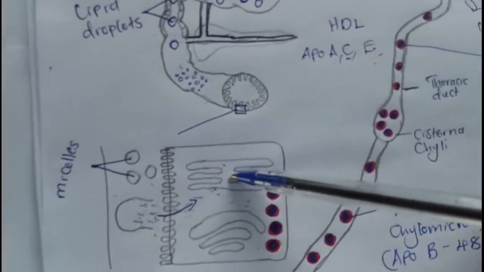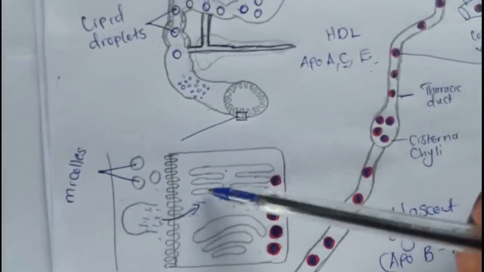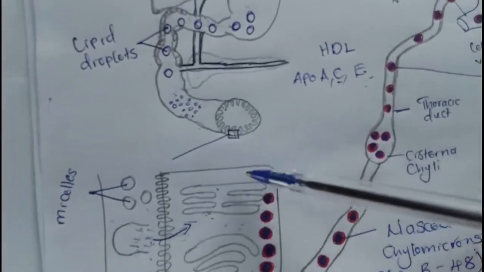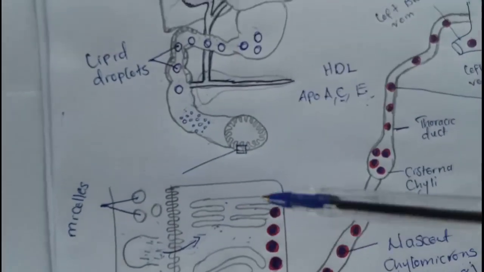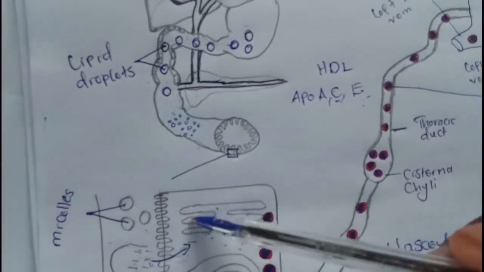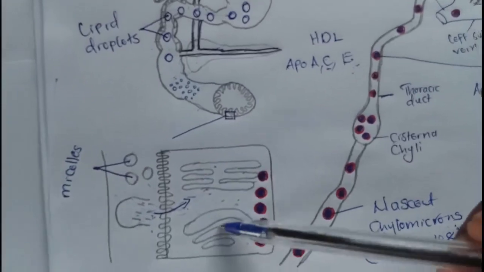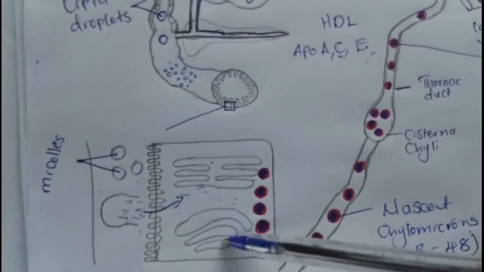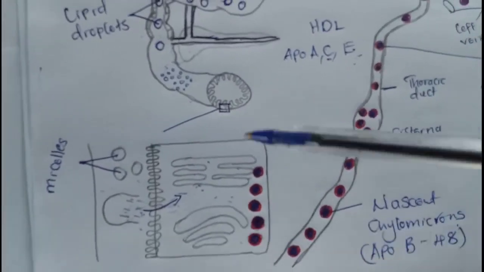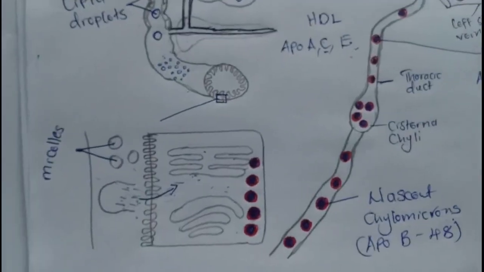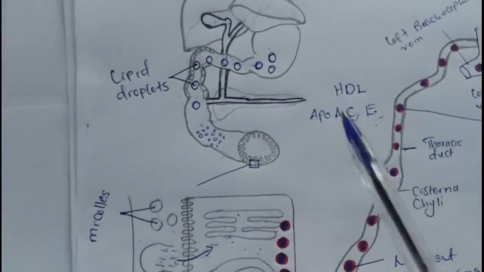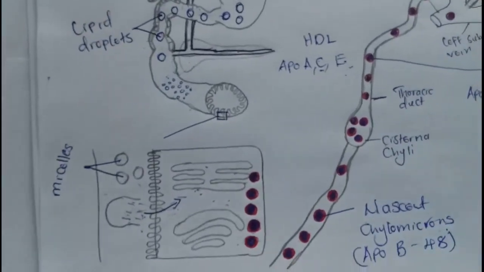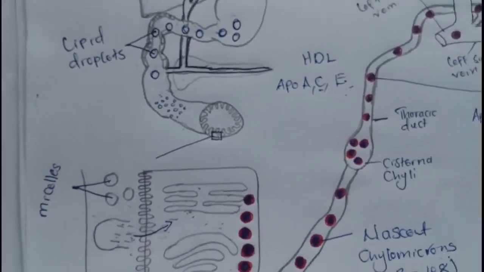And then when they go there, the fatty acids and glycerol will be reacted again to form what? To form back the triglycerides. And then when that happens, they'll be transported to the Golgi bodies. And when they have been transported to the Golgi bodies, what is the function of the Golgi bodies? It's for packaging, right?